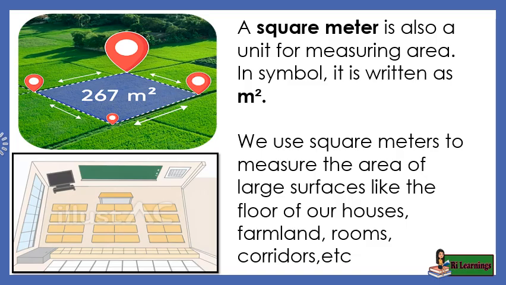A square meter is also a unit for measuring area. In symbol, it is written as m squared. We use square meters to measure the area of large surfaces like the floor of our houses, farmland, rooms, corridors, etc.